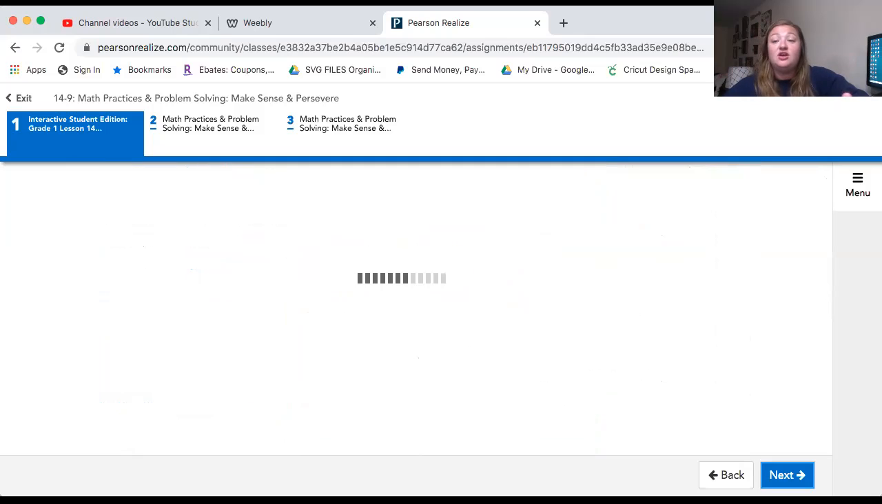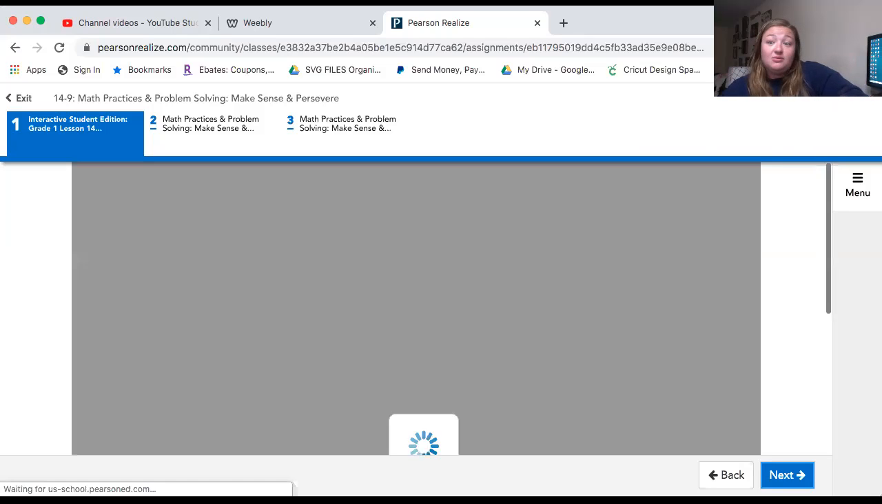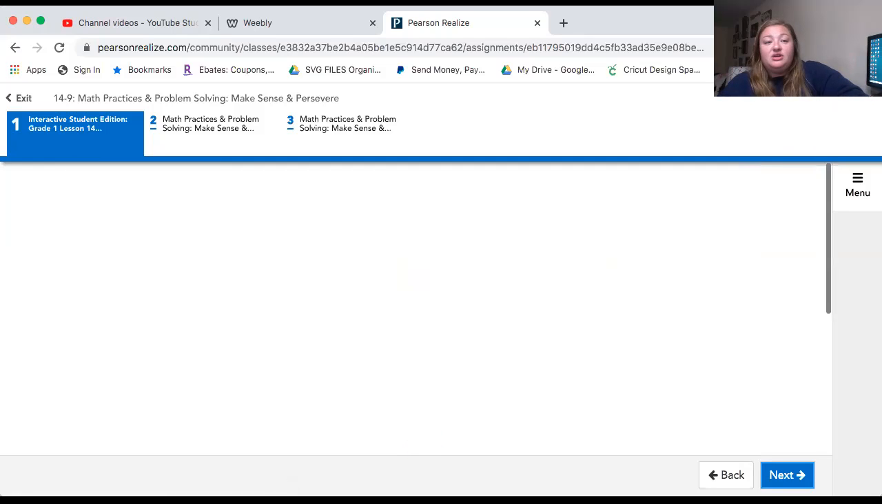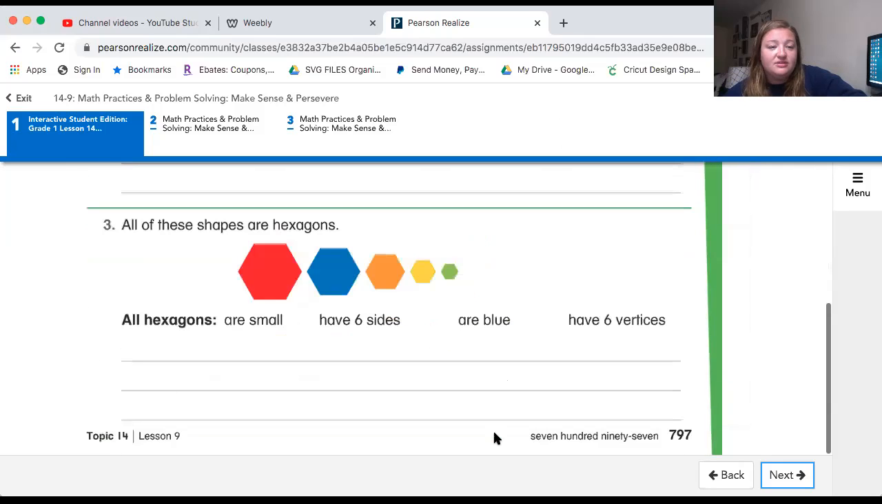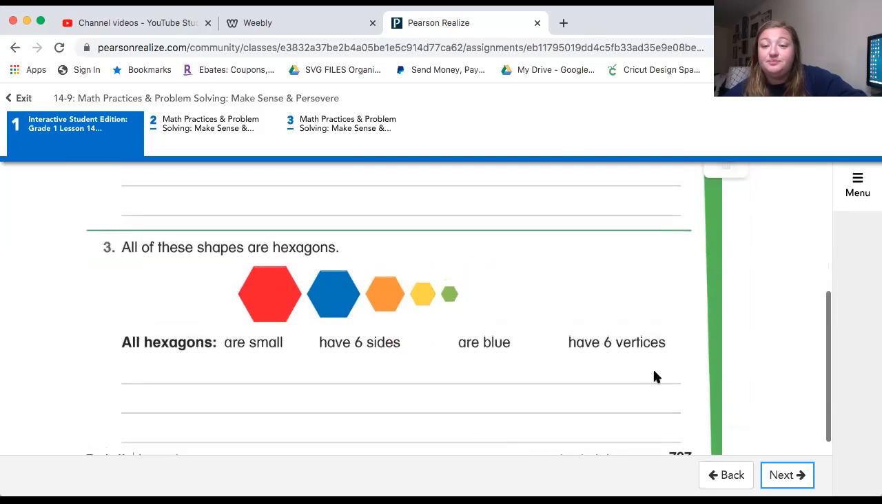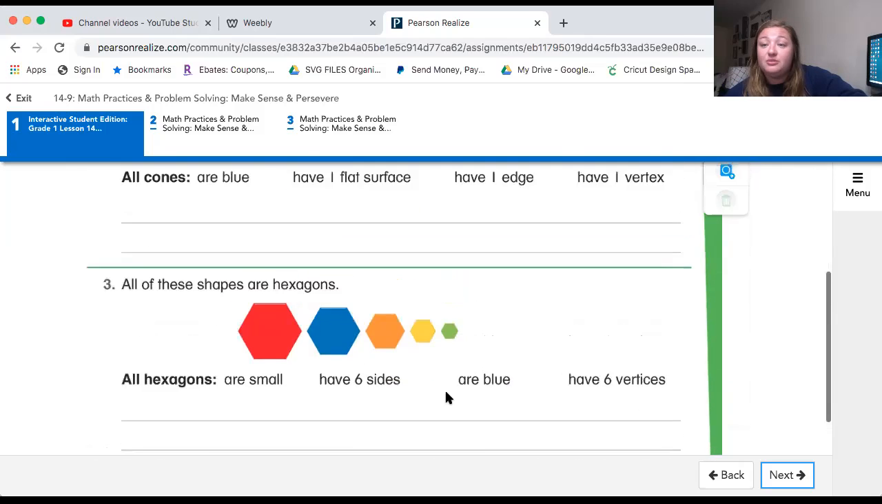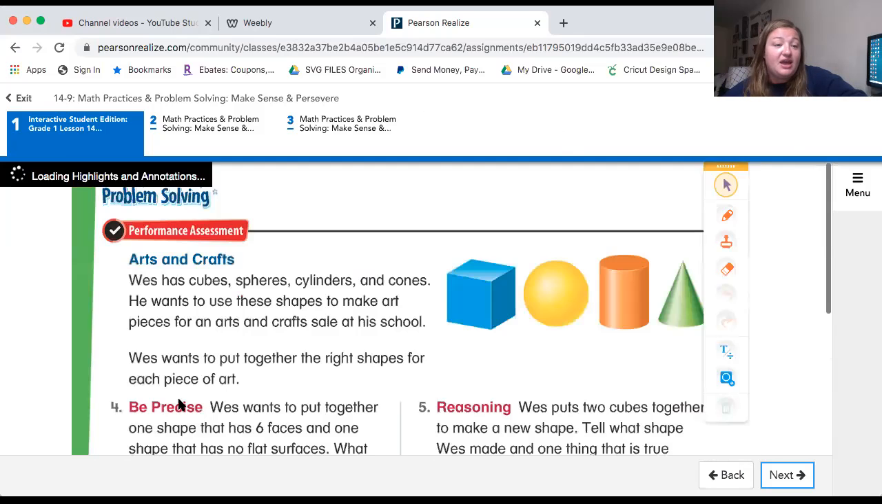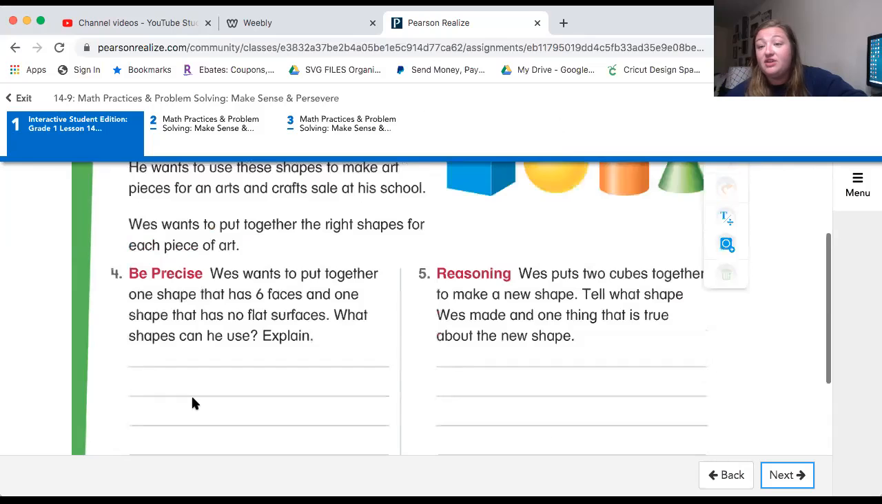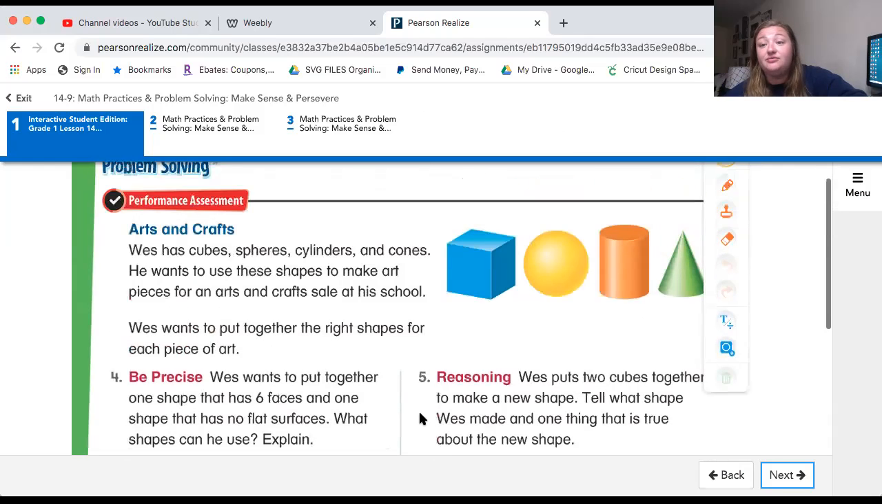And there's not a lot of problems to do today on your own. I was just looking through it. All you have to do is number 2 and 3, and you just circle what is true about all of that shape. And then on the back, it's just problems 4 and 5. So you have 4 problems on your own.